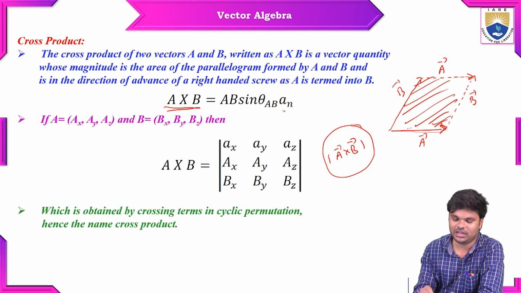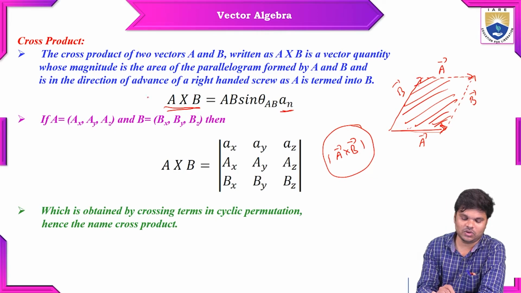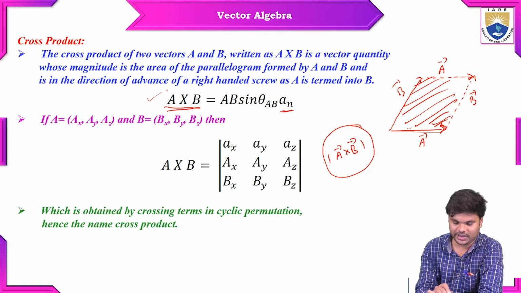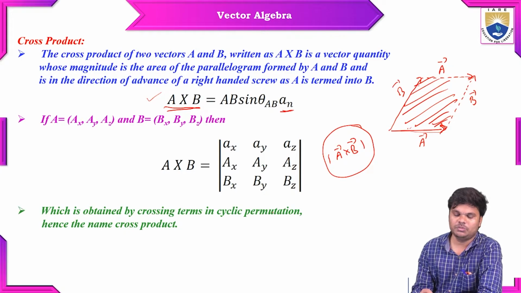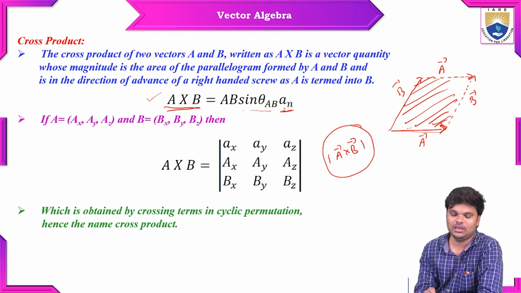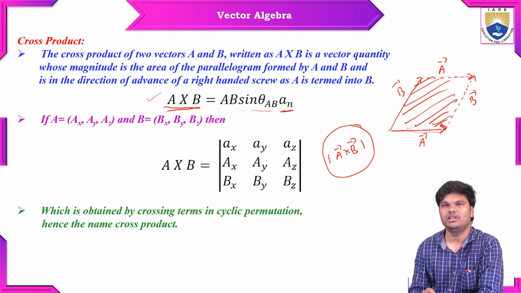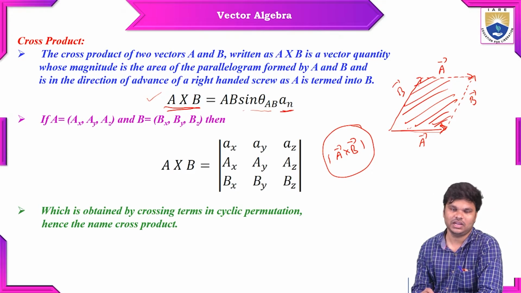So that's why here AN is given. This is the vector which is perpendicular to the plane containing A and B. This is a unit vector which is perpendicular to the plane containing A and B. So let's look at A cross B mathematically. A cross B is nothing but mod A into mod B, sine of theta AB, into AN. AN is a unit vector which is perpendicular to the plane containing A and B, right?